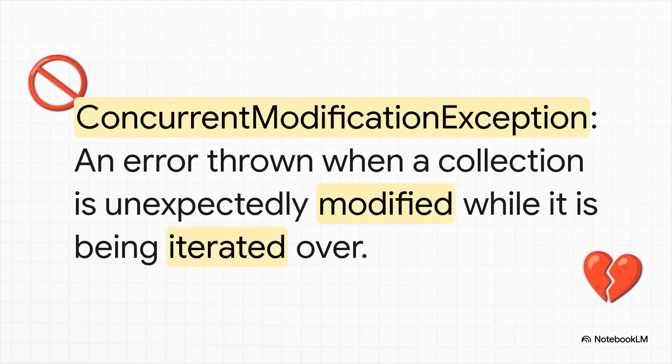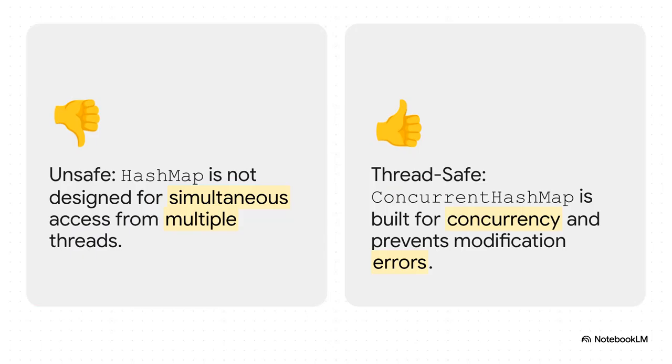This is Java's way of throwing its hands up and saying, whoa, whoa, whoa, you can't change the list while someone is walking through it. It's a safety mechanism. It's designed to fail fast to stop you from getting unpredictable results or corrupting your data. Now, you might think the solution involves complicated, messy synchronization code, but it's actually incredibly simple.